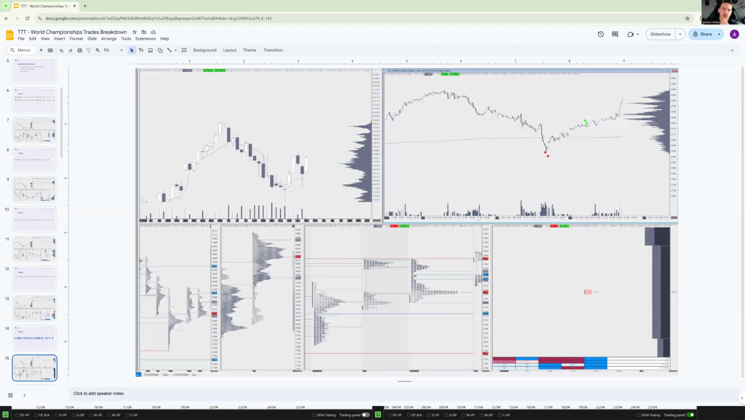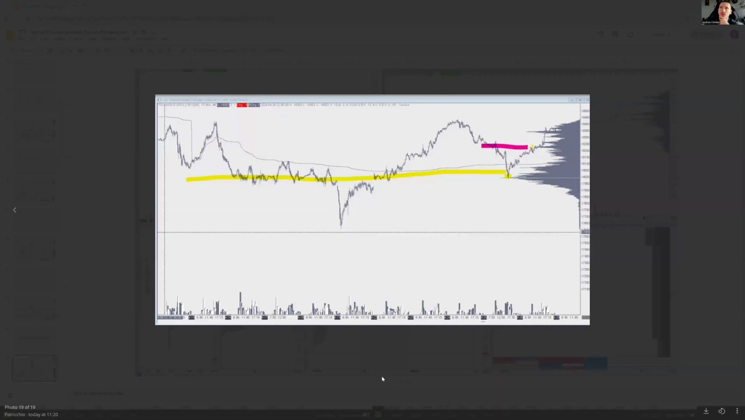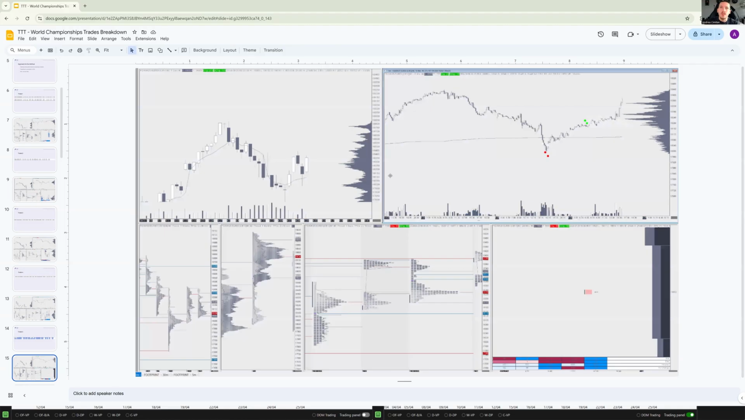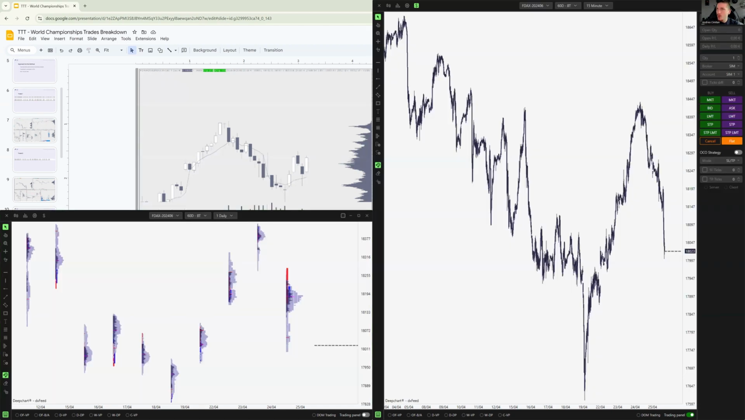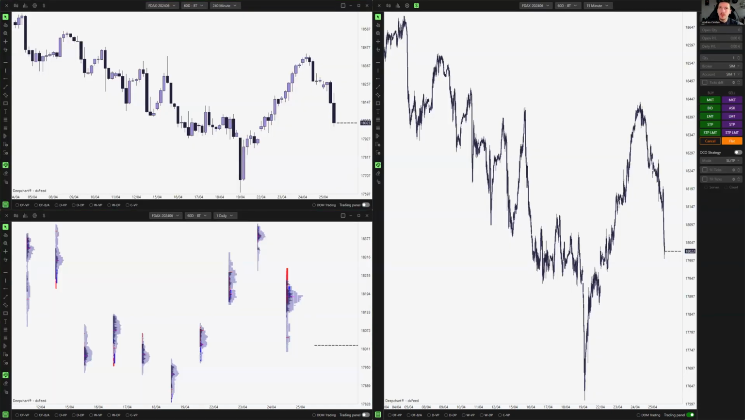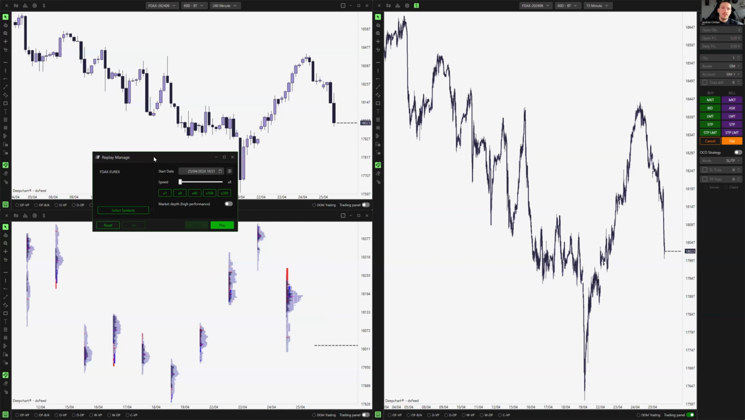You've also sent me a screenshot with a little bit of the context. And we had the point of control of the whole distribution and the lower part of this previous P. Let's see if we can rebuild it together, and let's open our charting platform with the replay.